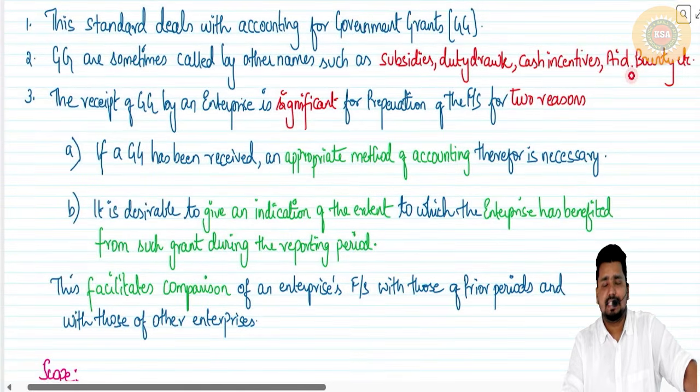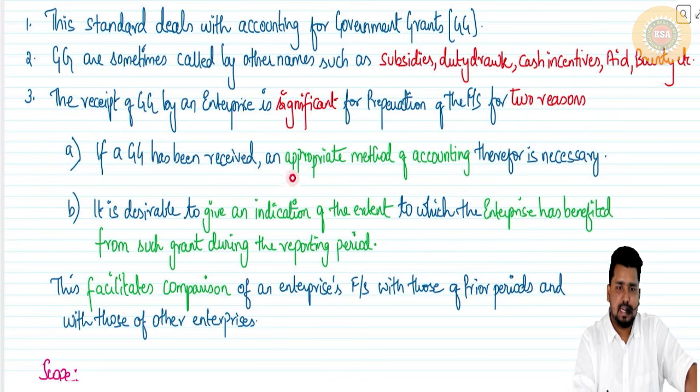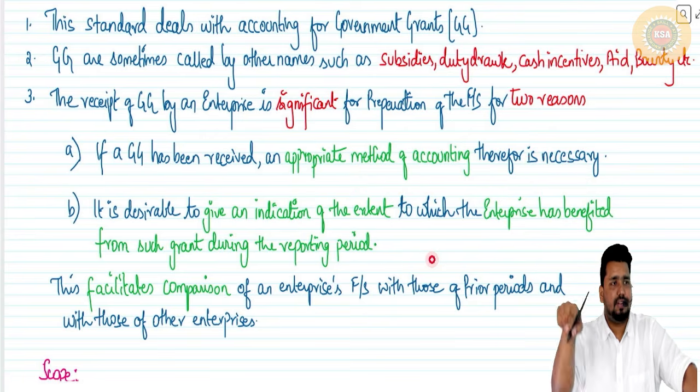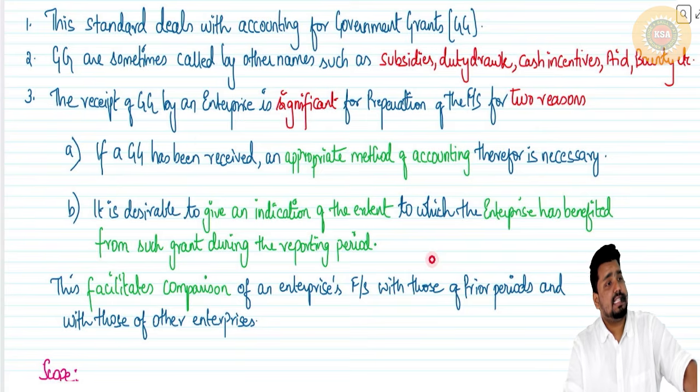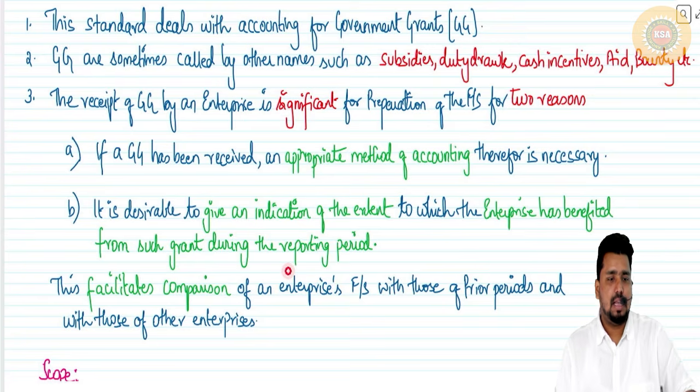Then receipt of government grant is important or not important for an organization? Significant or not significant? For two particular reasons. One is to prescribe an appropriate method of accounting. Next, to give an indication of the extent of benefit the enterprise has received because of such grant. Correct? So that everyone will follow that appropriate method. Because of that, consistency will be there. When there is consistency, comparison will be there. We will compare our performance with others' performance, that is inter-firm comparison, and we will compare our performance of the previous year with the current year's. They are called intra-firm comparisons. Clear? So this is the objective of the standard.